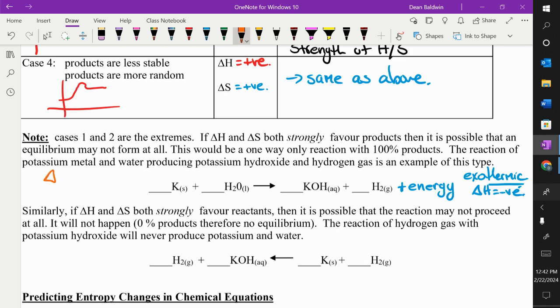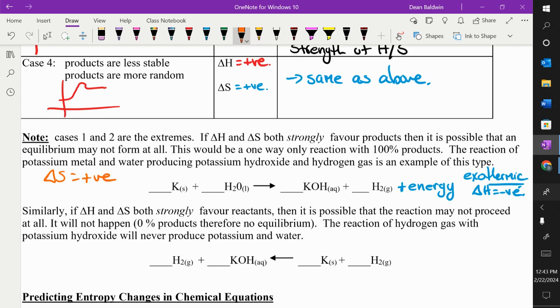Do you think delta S is positive or negative? Do you think the randomness favors the products or the reactants? Why? We're going from a solid and a liquid to aqueous and a gas. Remember the order? It's gas, aqueous, liquid, solid. So these are the two least random to the two most random. So delta S is going to be positive.